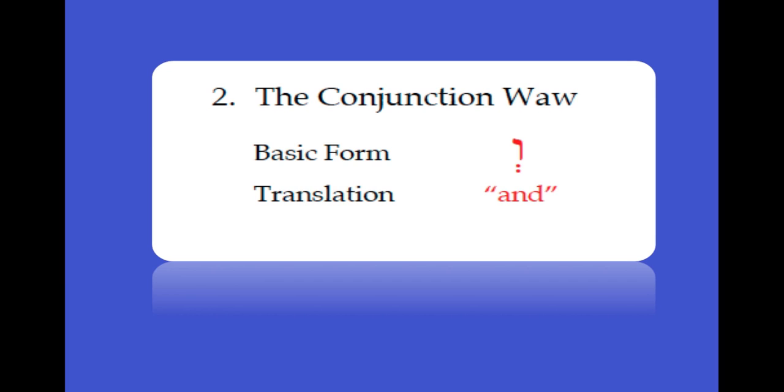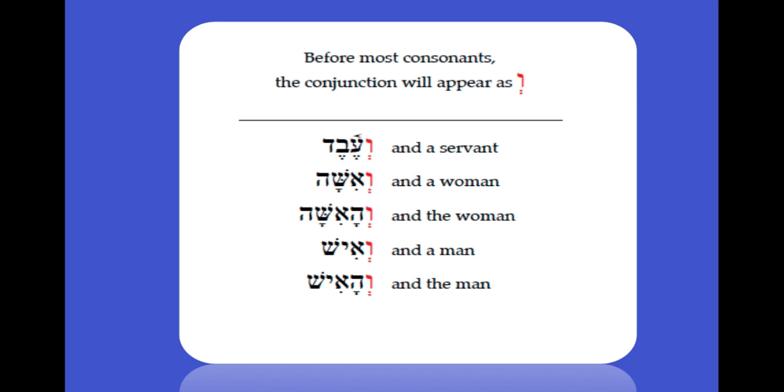This is basically going to be it. The vav at the beginning of a word, more often than not, is going to be the conjunction. And Logos, again, will tell you. Here are some examples of how the conjunction works with other words. You can see the commonality, so it stands out. It's a pretty nice little feature.